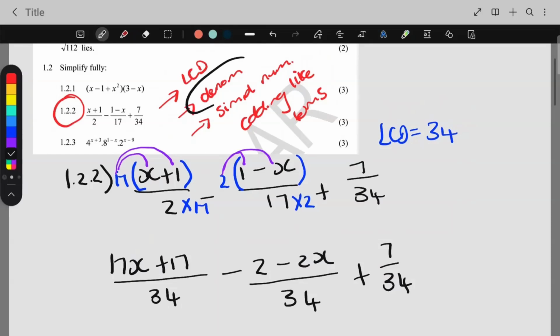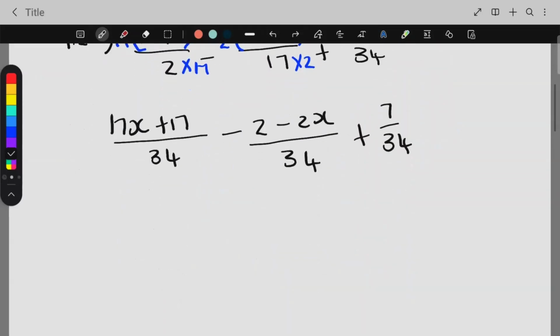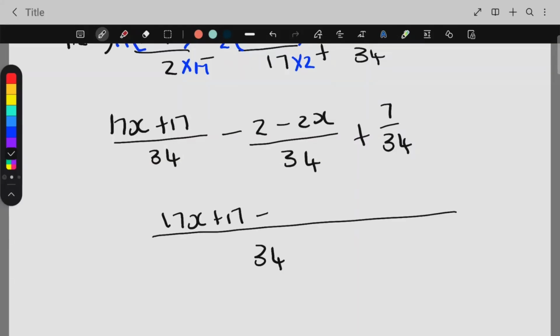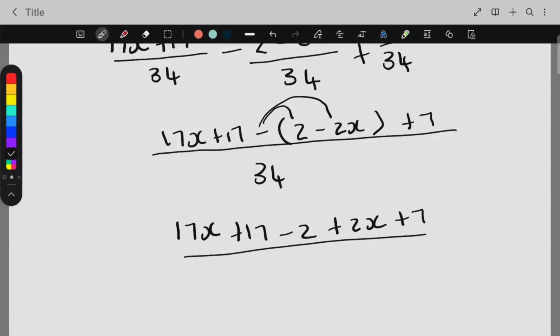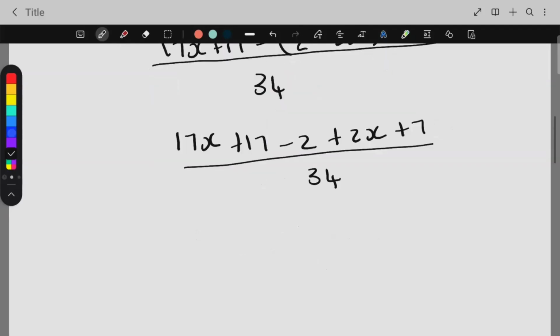So can you see all my denominators are the same? So now I'm going to simplify the numerator. So let's go. Everything is now over 34. And then I'm going to write the numerator down. So on top I have 17x plus 17 minus. Because you have a minus, you put the next two terms in brackets like this. And then you have plus 7. So I'm going to remove the brackets. This and this, negative 2. This and this, plus 2x. Plus 7 over 34.